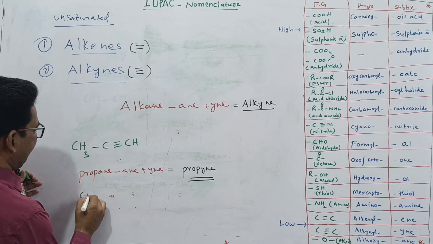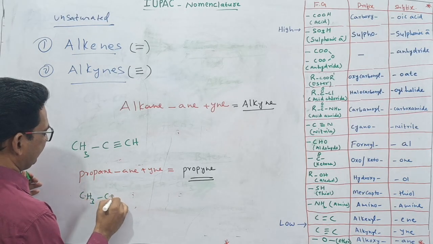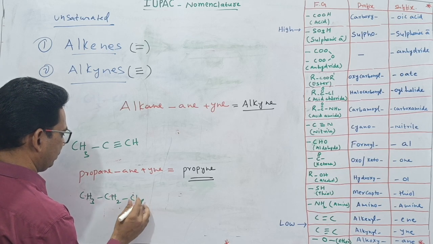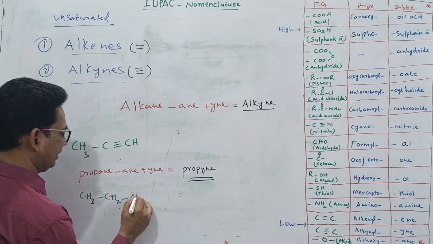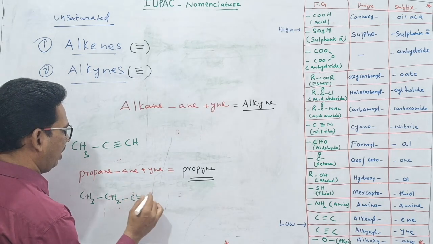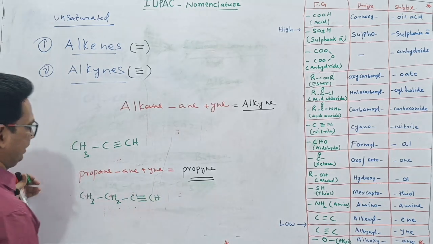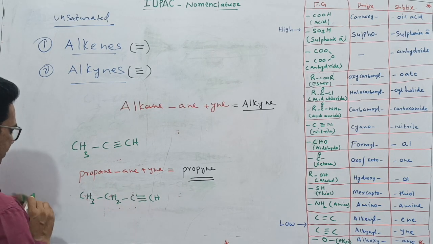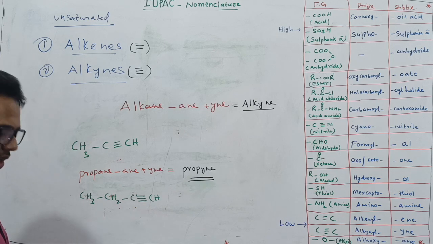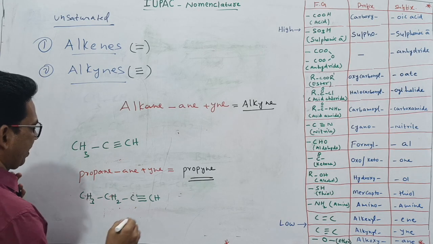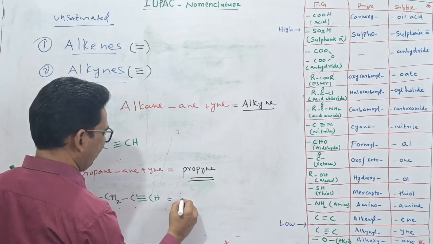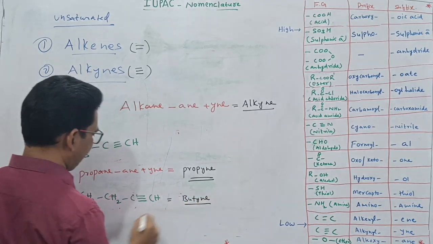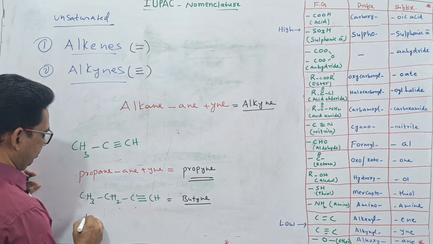Then how can you write butane next? See, CH3, CH2, C, triple bond, CH. How many carbons are there in this case? 1, 2, 3, 4. 4 means the word root is but. Then what name will come? Butane. Why is it butane? Butane.